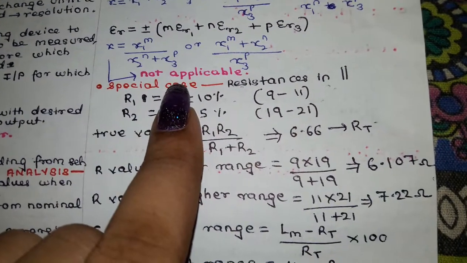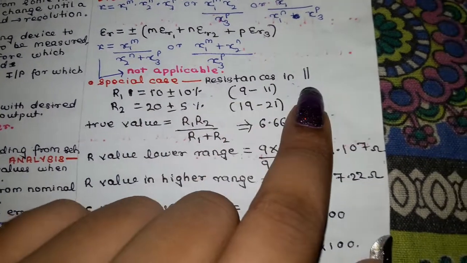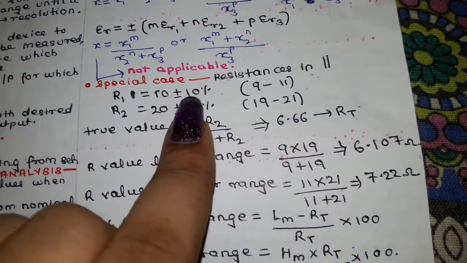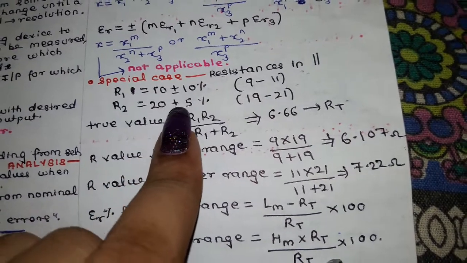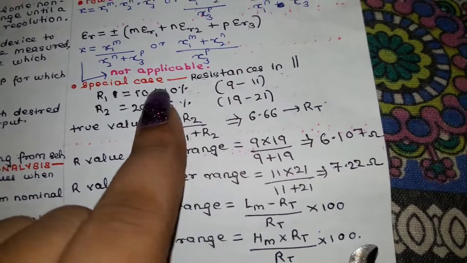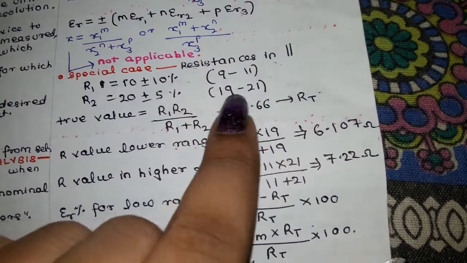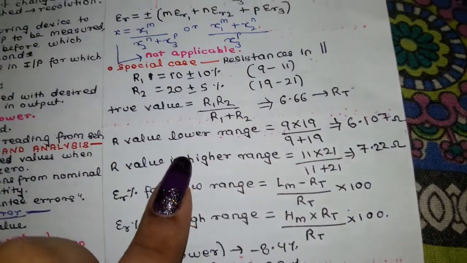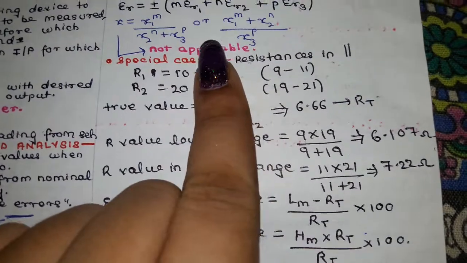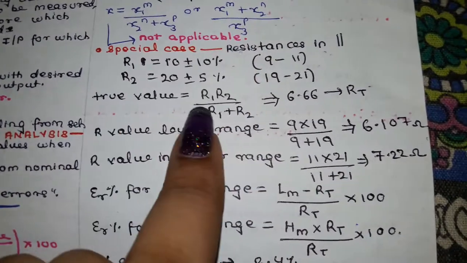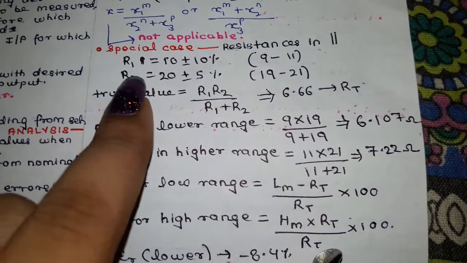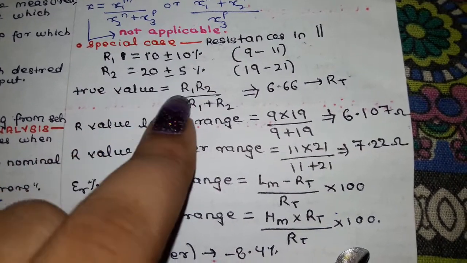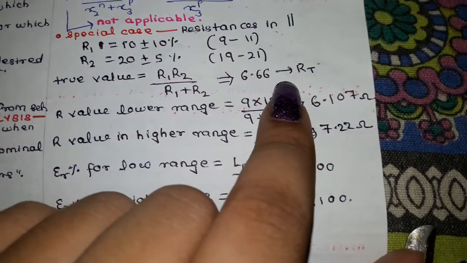Then we have special cases over here. We are assuming that resistances are in parallel. Suppose R1 is 10 ohm plus minus 10% and R2 is 20 ohm plus minus 5%. 10% means it can vary from 9 to 11, and 5% means it can vary from 19 to 21. So we find the true value irrespective of the error. Resistances of 10 and 20 ohm in parallel equal 10 into 20 upon 10 plus 20. We get this answer.